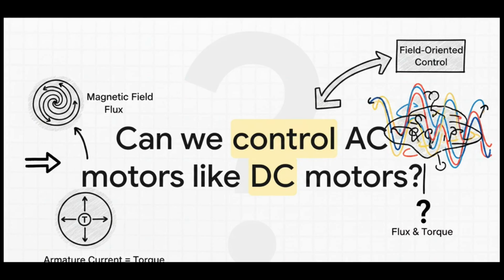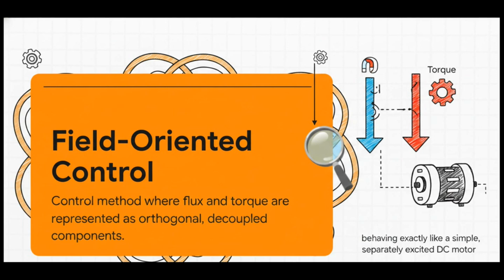But a three-phase AC induction or synchronous motor, oh, that is a totally different beast. You've got three alternating currents feeding into the stator, constantly shifting in time and space. The flux and the torque are just tangled together in this chaotic, sinusoidal mess. So how do we get that beautifully simple DC control in such an inherently complex AC machine? The answer is field-oriented control, which you might also hear called vector control.